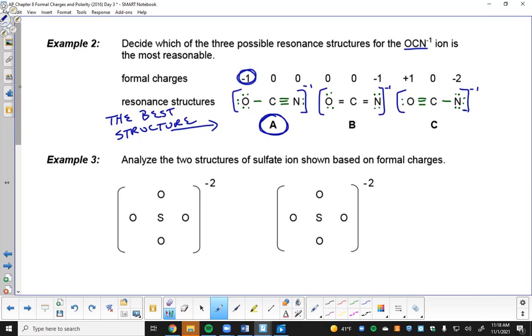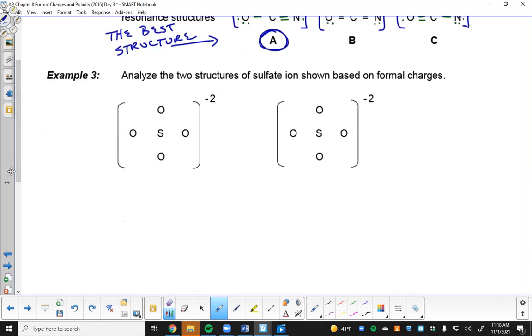I'm calculating the formal charges using that equation here. I'm just not showing the calculation each time because it's tedious. Let's do this one. I'll show the calculations for this one. We want to analyze two structures for sulfate. I don't have the structures drawn completely yet, so I have to draw them first.